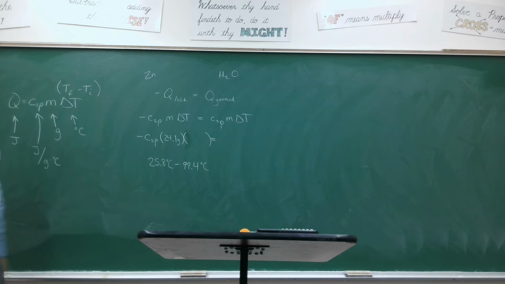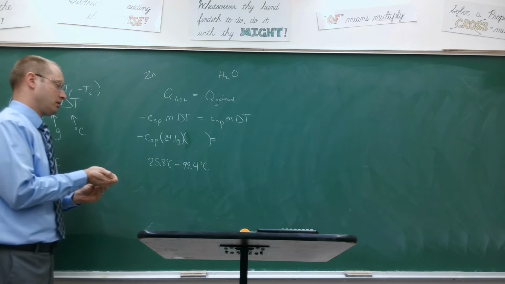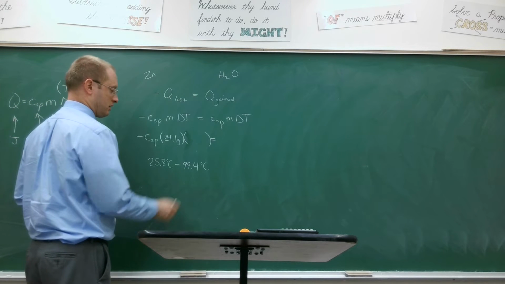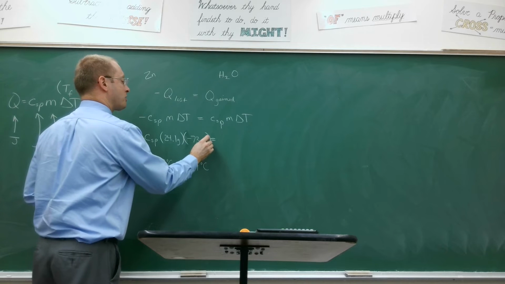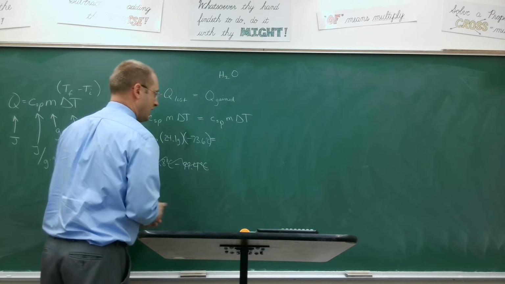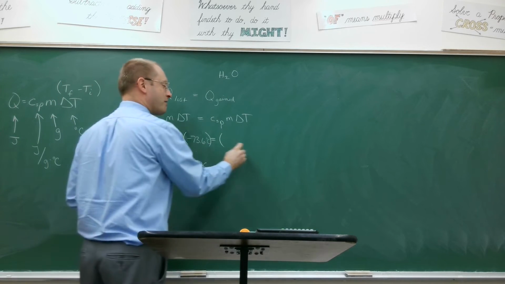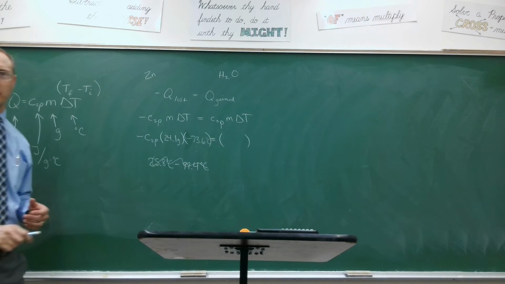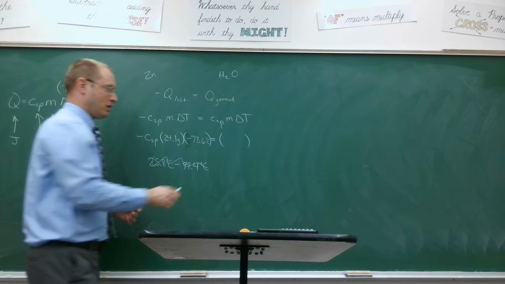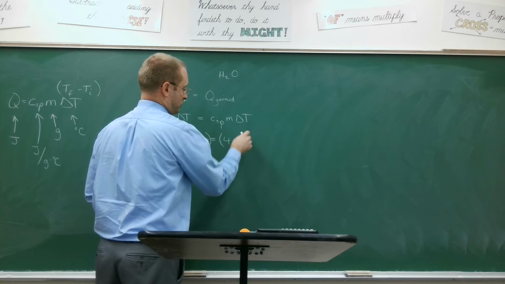So when we subtract there, what is that delta T, Grace? Negative 73.6. Good, negative 73.6 degrees Celsius. And then coming over here to the water, we might have its specific heat memorized by now. I don't know, we've used it a bunch. 4.18 joules per gram times degrees Celsius.